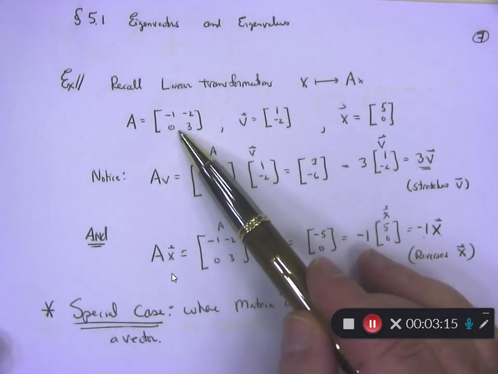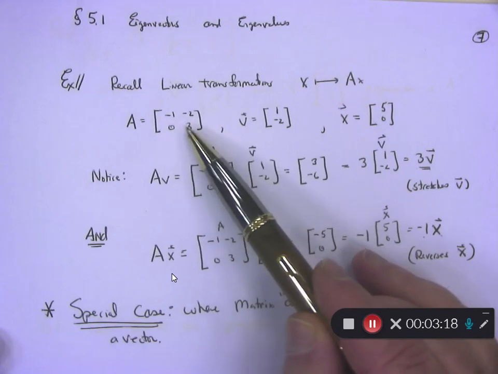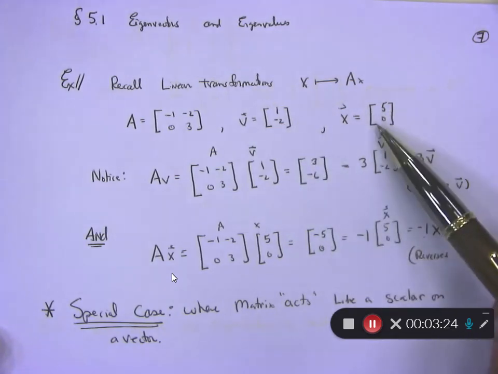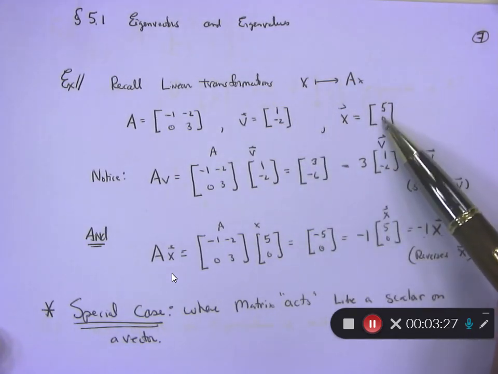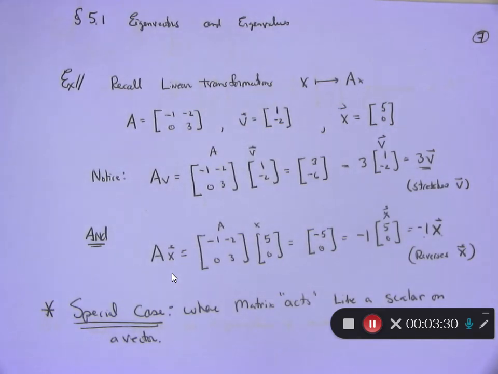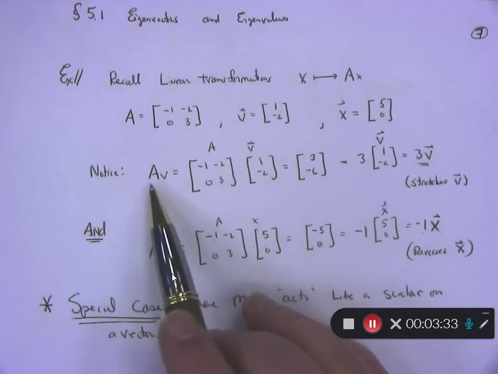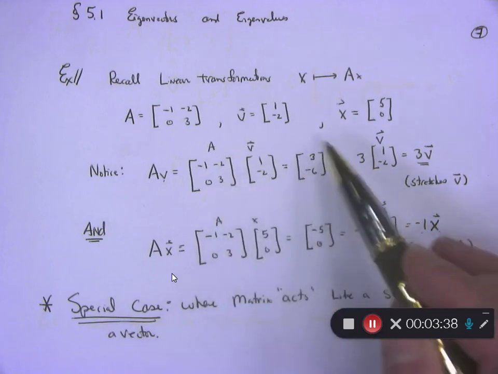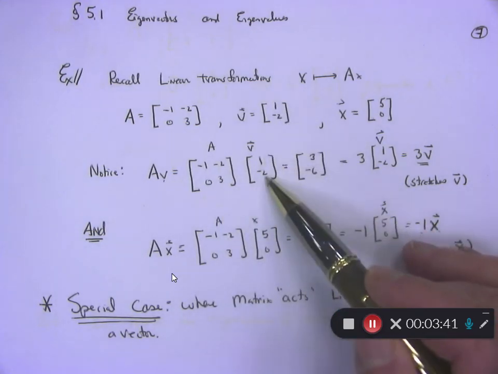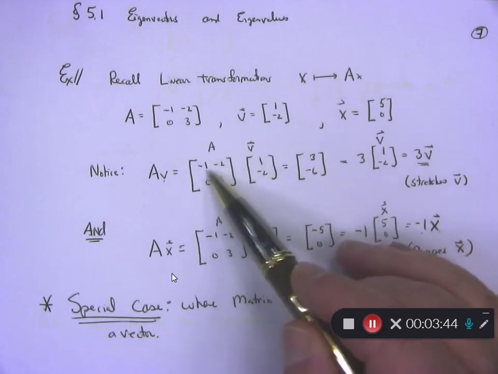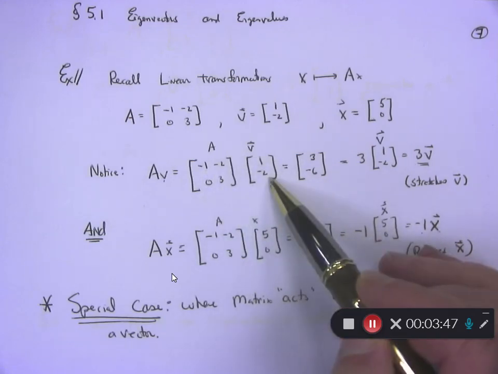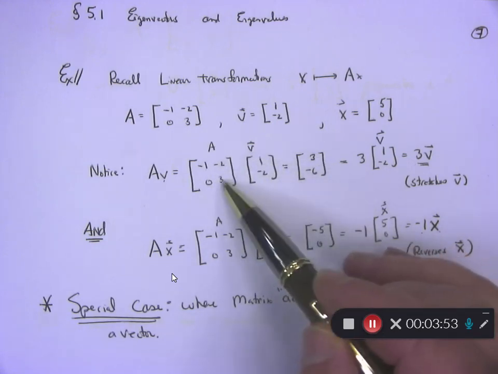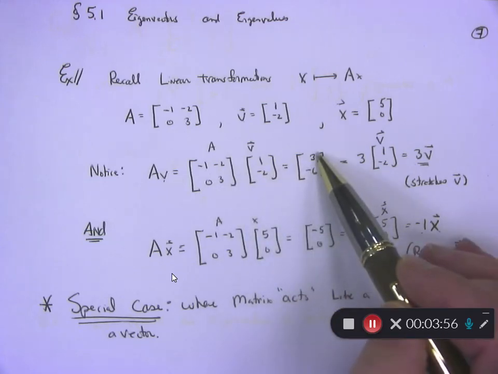Let A be the 2 by 2 matrix -1, -2, 0, 3. Let me pick vector V as 1, -2, and let me pick another vector, x, which is going to be the vector 5, 0. I want you to notice this right here, that when I do A times V, that's the matrix A, -1, -2, 0, 3, times the vector V, which is 1, -2. Row by column: -1 times 1 is -1. -2 times -2 is 4. 4 plus -1 is 3. Row by column: 0 times 1 is 0. 3 times -2 is -6. I get the vector 3, -6.